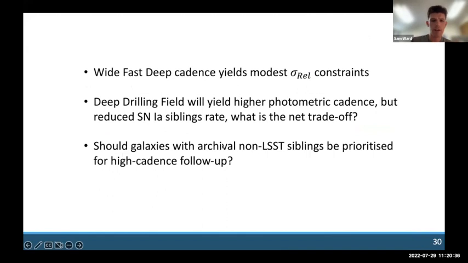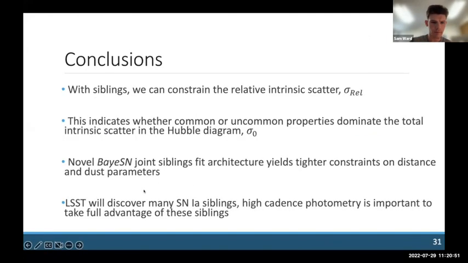And I think a good idea would be to prioritize supernovae that are discovered with LSST in galaxies where you already have an archival non-LSST supernova. I think this is a good way of guaranteeing that you have high cadence in both of your siblings. So in conclusion, I think the utility of siblings is characterized by the posterior you get on the relative intrinsic scatter. And comparing this against sigma naught tells you whether it's the siblings' common properties or the stuff which varies within a galaxy that dominates your total intrinsic scatter.